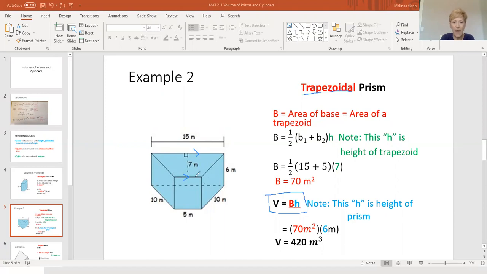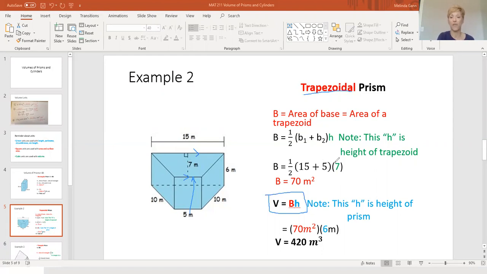Now, I don't know how long that side is until I remember, oh wait, this is a rectangle, so if that's 5, the side right across from it's also 5. So that's how I knew that I've got a 15 and a 5 for my bases. And I add them, and 15 plus 5, of course, is going to be 20.